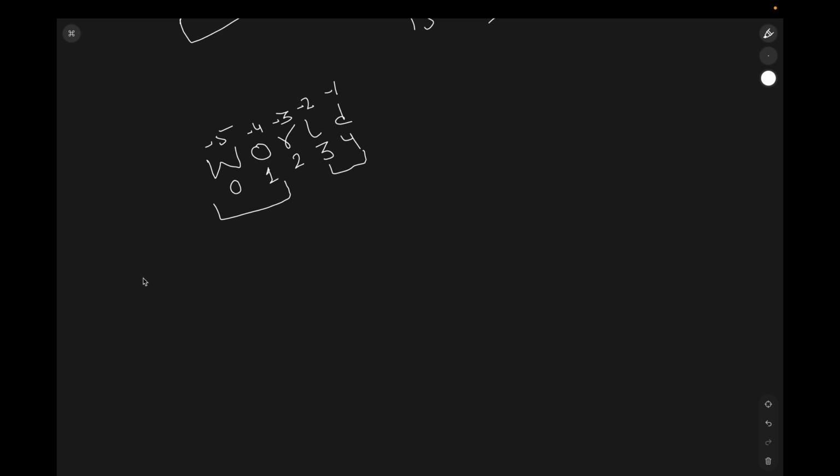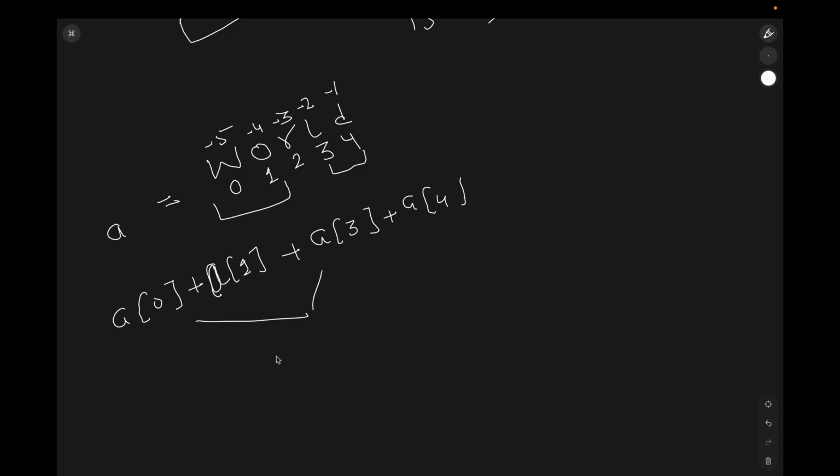Okay, so what can we do here? You will say, sir, let's say this is stored in a. Then we will say take a of 0, then we will be taking a of 1, that gives these two things. Then we will be taking a of 3, then we'll be taking a of 4. Adding them up, we make something like this, WOLD.